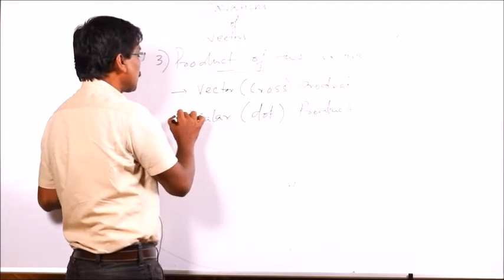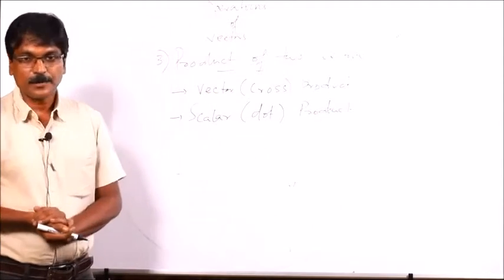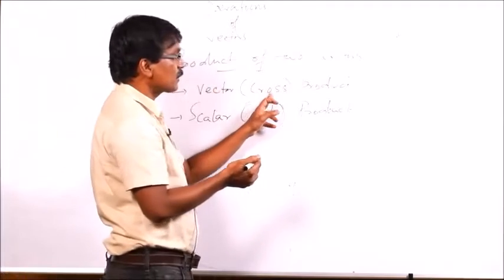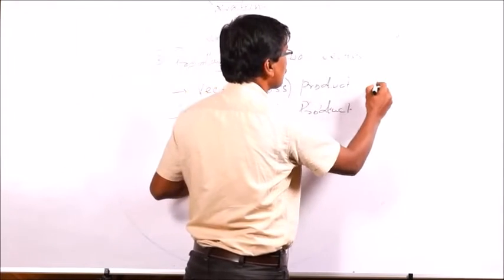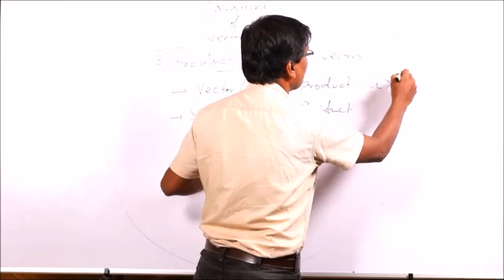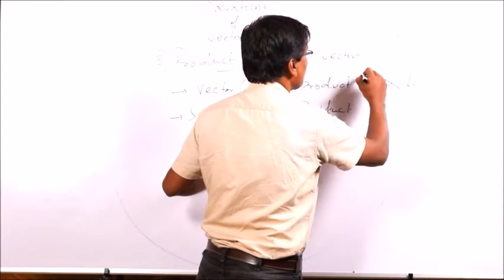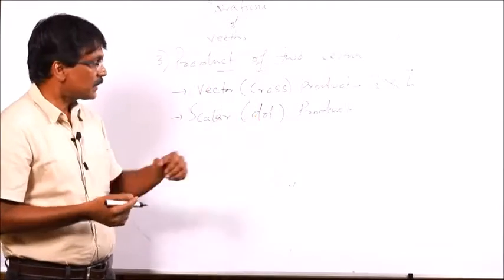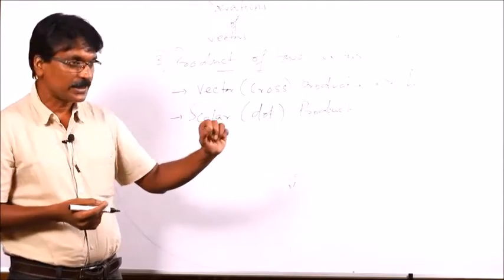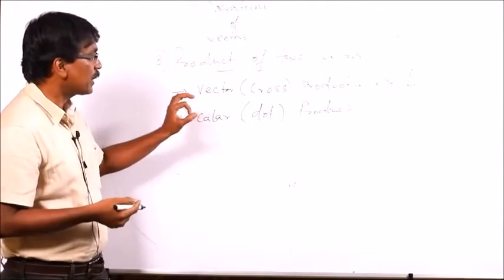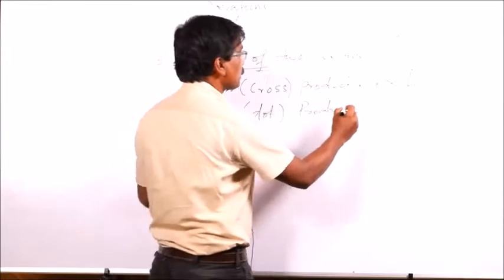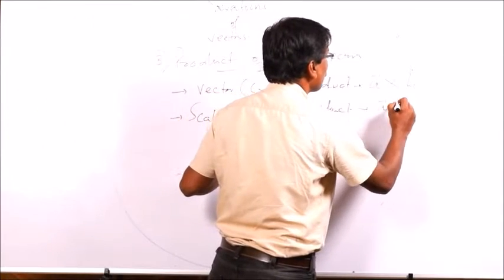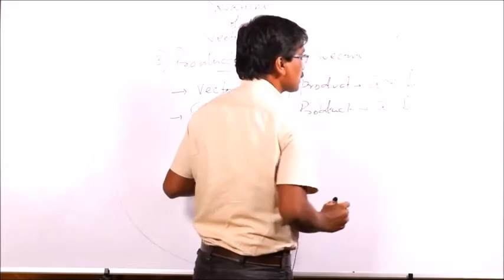So vector product and scalar product. Vector product is, in other words, a cross product. Suppose we have two vectors, A vector and B vector. Its cross product is defined as A cross B vector. It is a vector quantity. If A and B are two vectors, its scalar product is defined as A dot B vector. So it is a scalar quantity.